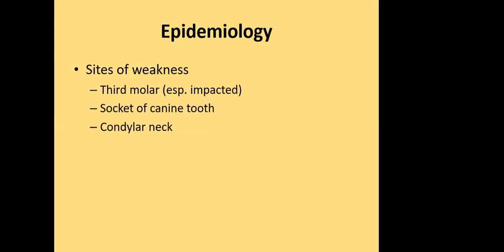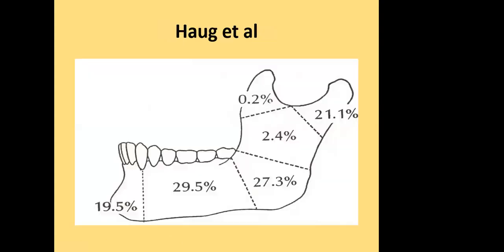Yeah. So I think now you have the answers here. When I ask sites of weakness, you already know. Third molar, socket of canine, condyle neck. So you should not fail these ones. I'm sure, since the other guys chose to leave the class, these are going to be the exam questions.